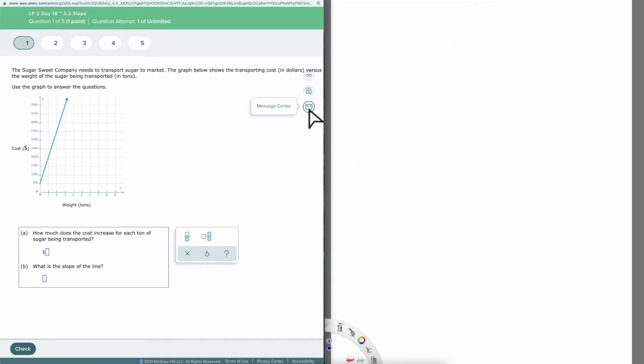It says, this sugar sweet company needs to transport sugar to market. The graph below shows the transporting cost in dollars versus the weight of sugar being transported in tons. Use the graph to answer the questions. So one thing, this whole section is called slope. So that's a really, really big clue. We're going to be dealing with slope.